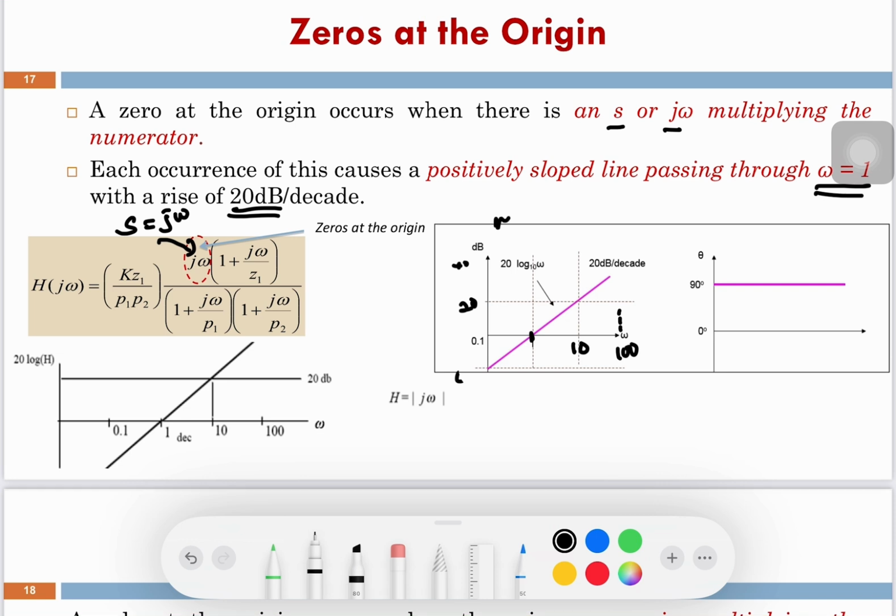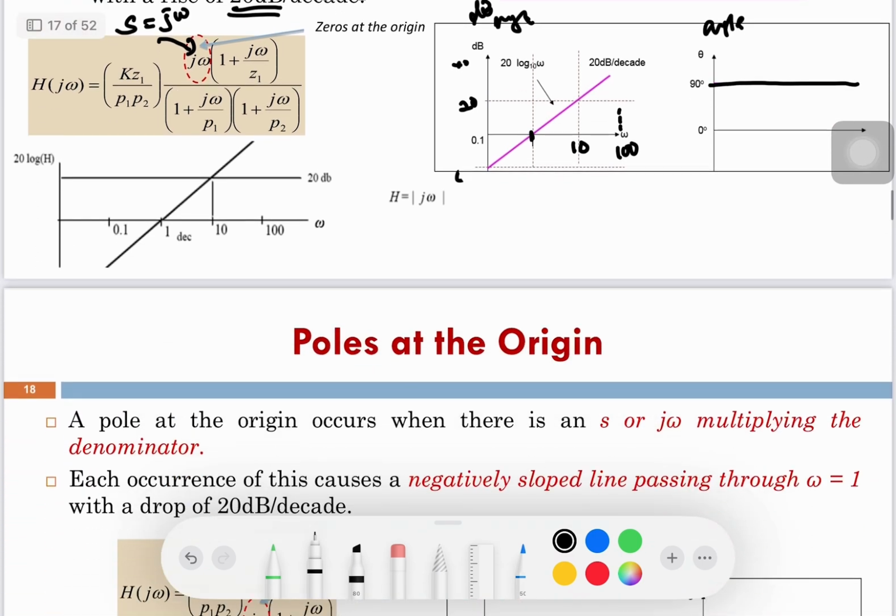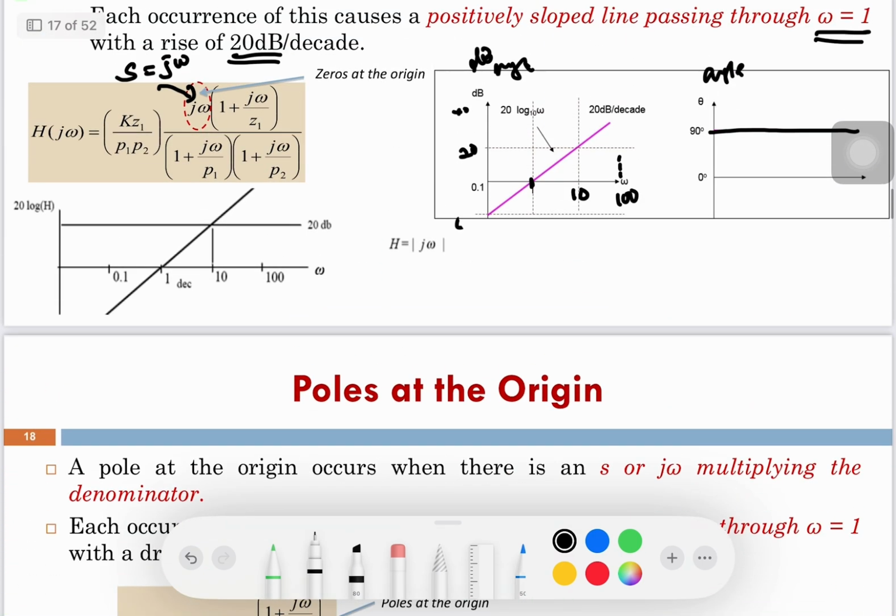So what about the phase? This one is the magnitude ataupun dB, magnitude, and this one is the angle. Angle dia macam mana? Angle must be positive 90 degree. Okay, tetapi sekiranya kalau anda kata S tu dekat bawah, ini bermaksud K0, okay, and then you ada S plus Z1, contoh, this one like this. Okay, alright, contoh you ada S, okay, S over Z1 plus 1 over S over P1 tambah 1, okay, S over P2 tambah 1.